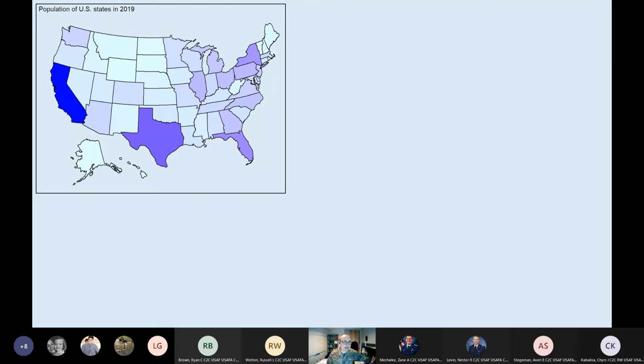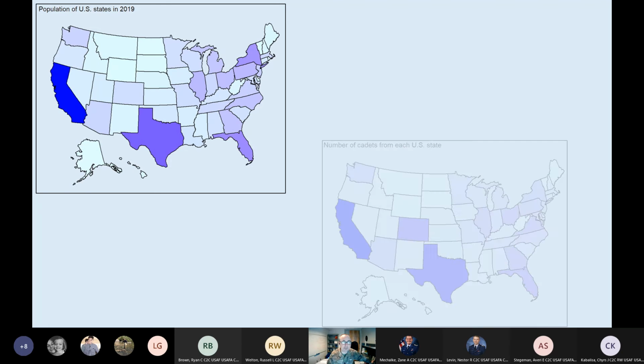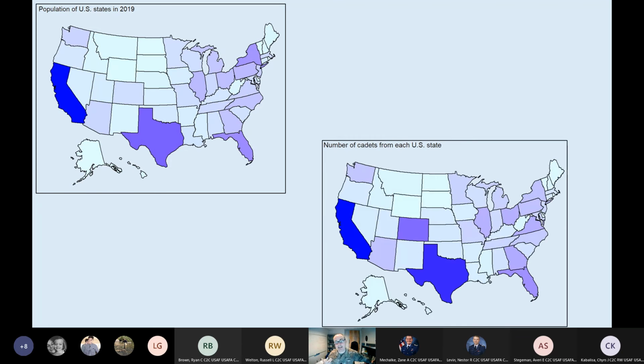There's a big concentration of population in California. Also, Texas, New York, and Florida kind of come in second as populous places. But that's the general distribution. If I make that same map for cadets' home states, you can see that there are definitely a lot of similarities, but there are some places where it is very different.